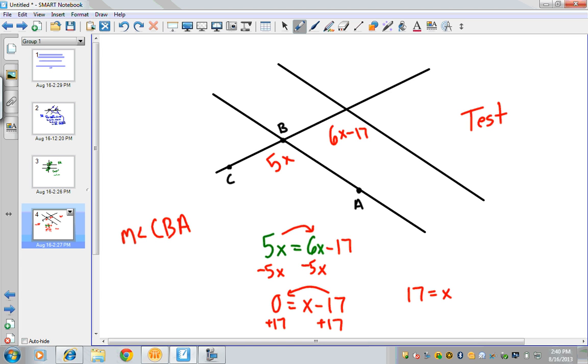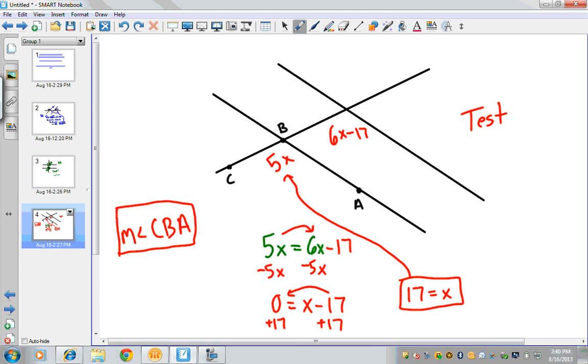Now here's what some students are going to do. They're going to say, hey, I'm done because I solved for x. No, unfortunately, you are not done. You're not done because the question is asking for angle CBA. So you're actually going to take this information and plug it into angle CBA, which is 5x.